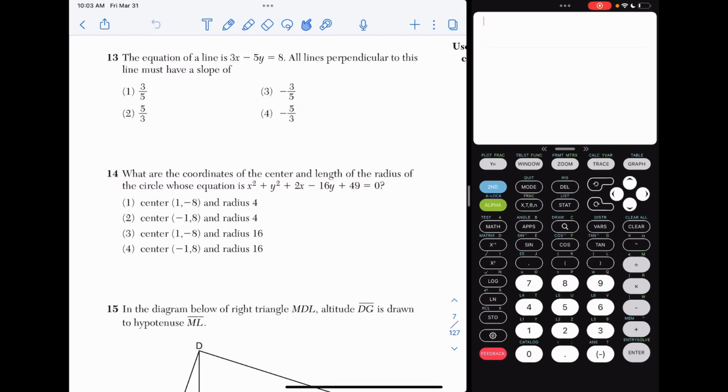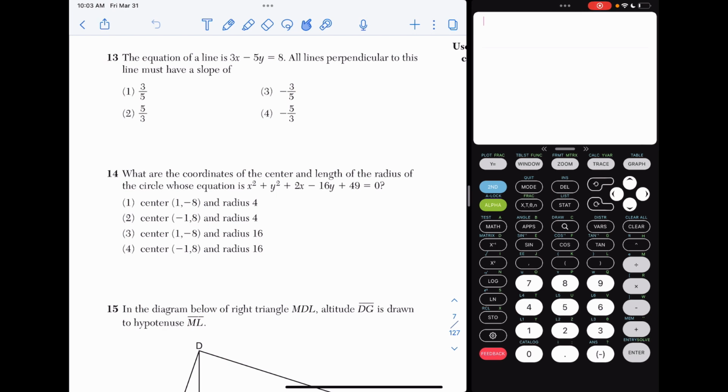Okay, in this video, we are going to be going through numbers 13 through 24, the second half of the multiple choice questions from the January 2023 Geometry Regents exam. All right, number 13, the equation of a line is 3x minus 5y equals 8.